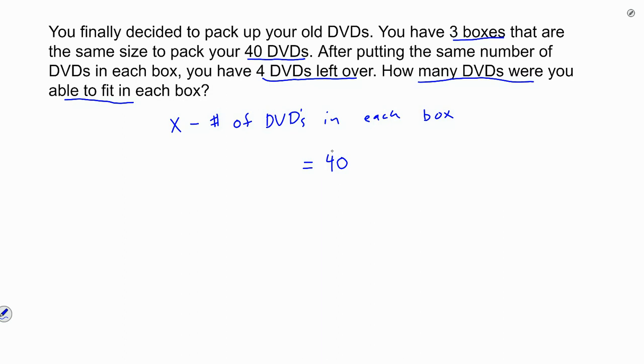Now, how am I going to get this total? Well, I have 3 boxes worth. So if I have 3 boxes, it's 3 times how many are in each box? Well, I don't know yet, so that's an x. So I'm going to have 3x, 3 times the number of DVDs in the box. But I also have this 4 left over. So I have 3x in the boxes plus 4 left over. So I've set up my equation, and I'm going to solve this.